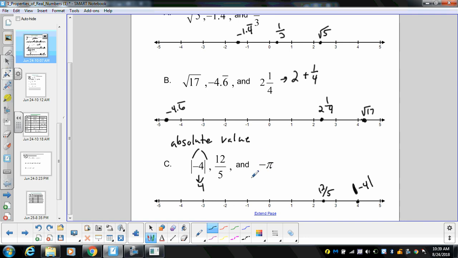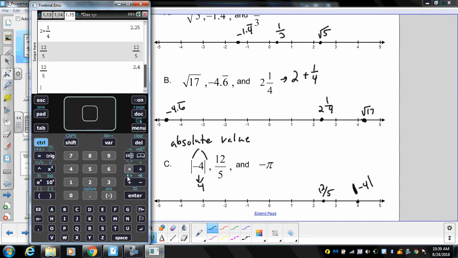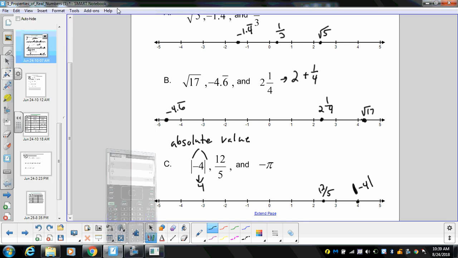Now we have negative pi. Well, if you don't know what pi is, 3.14, everything can be done in the calculator. The pi symbol is actually down here next to the h. Just hit that and then select the pi option. And now you have negative pi, which is negative 3.14. So again, if you don't remember what pi is, you can go about this route as well. So we're going to go about negative 3.14, which is a little past negative 3. And that's going to be our negative pi.